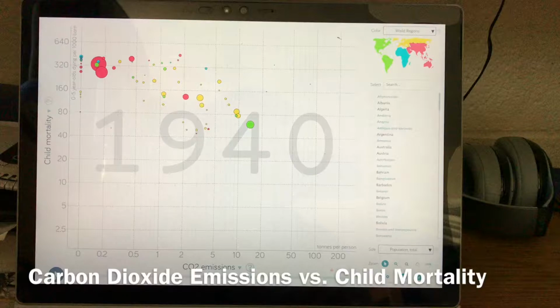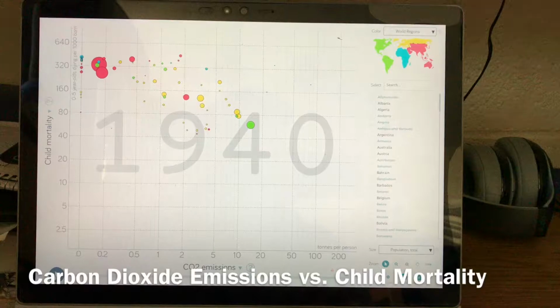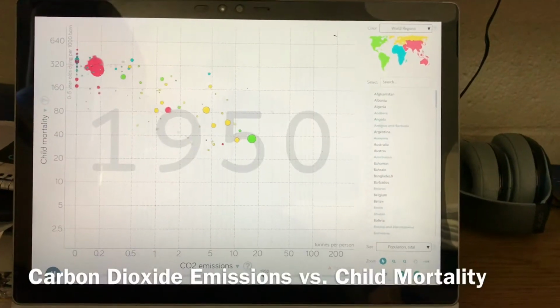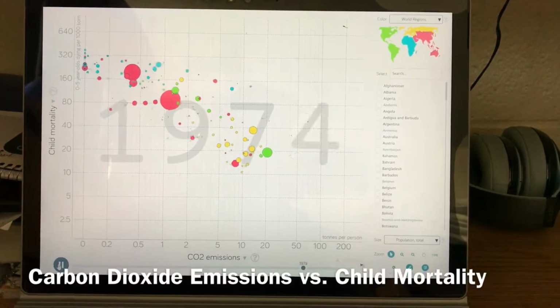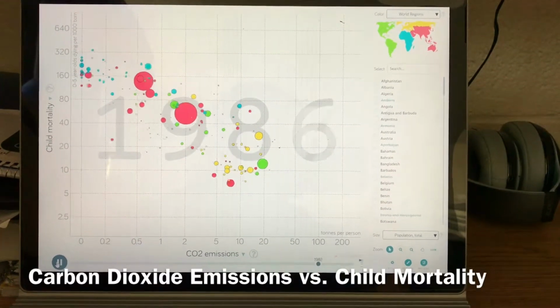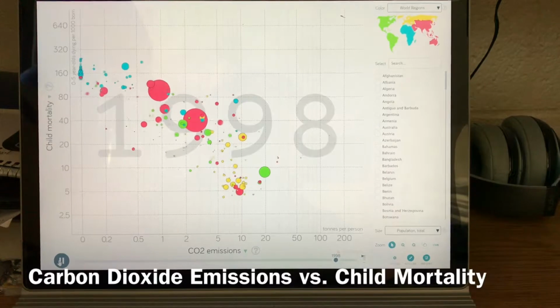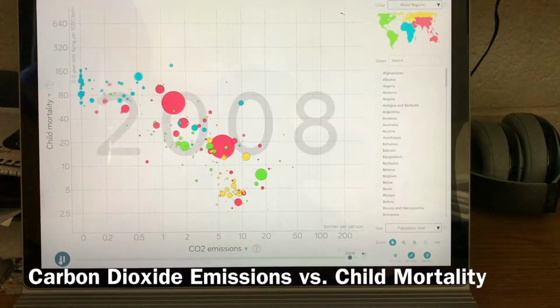In 1940, for the vast majority of the world's population, CO2 emissions clustered under 0.5 ton per capita, and child mortality rates averaged between 200 and 400 deaths by age 5 per 1,000 people born. In 2009, CO2 emissions clumped together between 2 and 10 tons per capita, 4 to 40 times the 1940 levels, and child mortality rates collected between 20 and 60 deaths by age 5 per 1,000 people born, about 1/20th to 1/3 of 1940 rates.